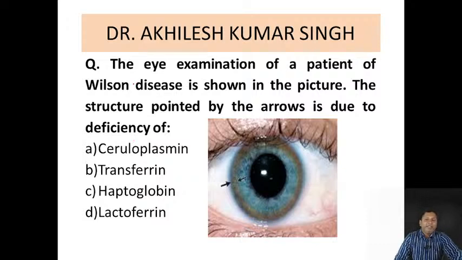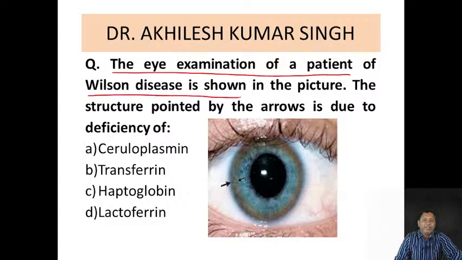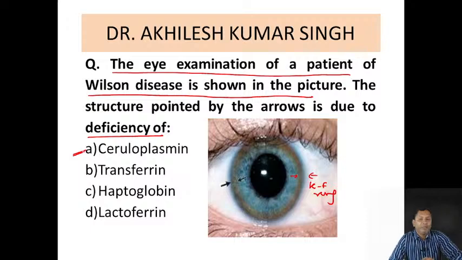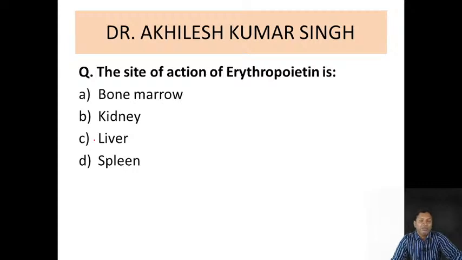This was asked in the MCI exam. The question is: the eye examination of a patient of Wilson disease is shown in the picture. What do you see in the eye examination? The KF ring is there. The structure pointed by the arrow is due to deficiency of what? I have explained this. The answer is ceruloplasmin. So Wilson disease, KF ring, ceruloplasmin, hepatolenticular degeneration. Remember them.